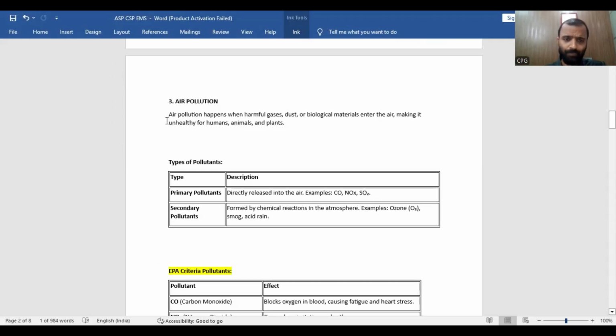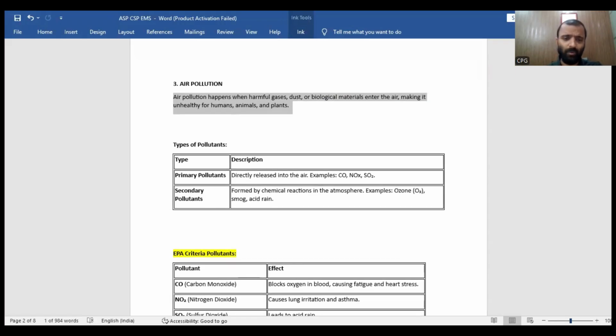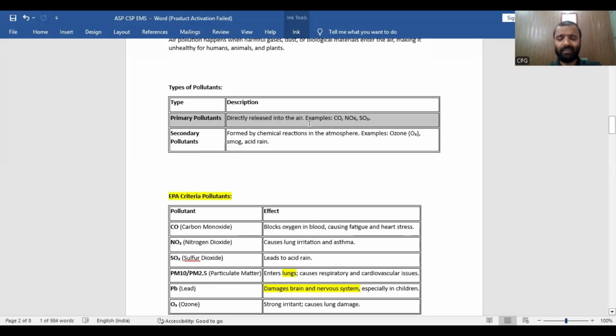Now air pollution: what is air pollution? Harmful gases, dust, biological materials, etc. entering into the air. Primary pollutants go directly into the air, secondary pollutants are formed by chemical reactions in the atmosphere. Some chemical reaction happens in the atmosphere and then they are emitted into the air, like ozone, O3, and smog.